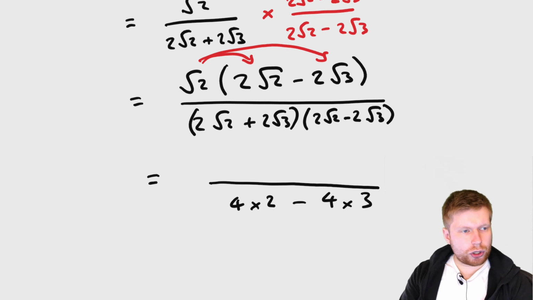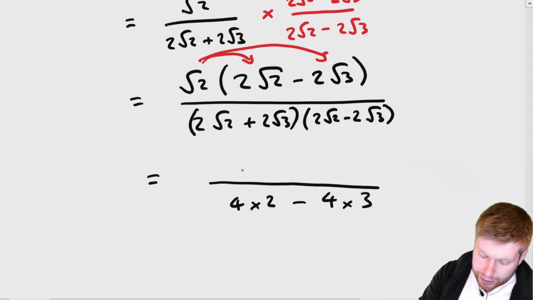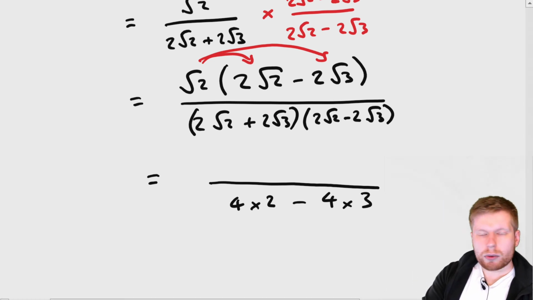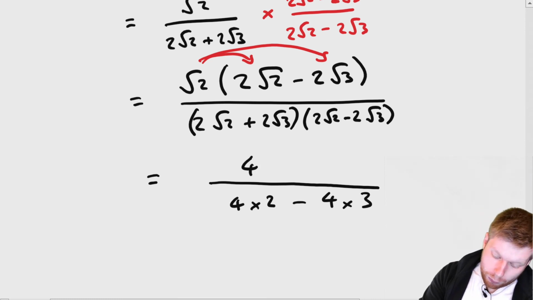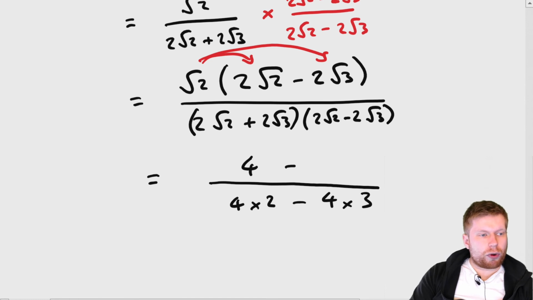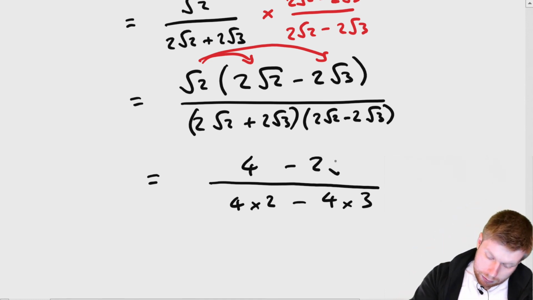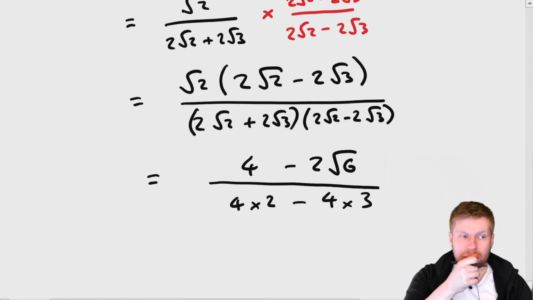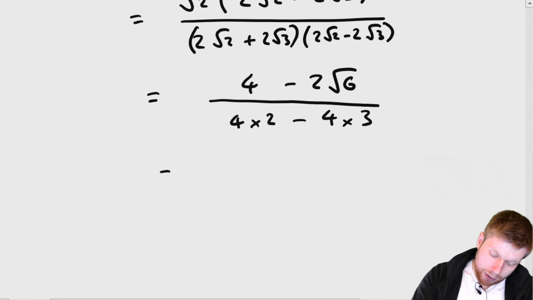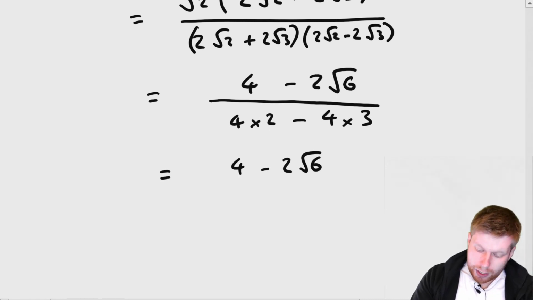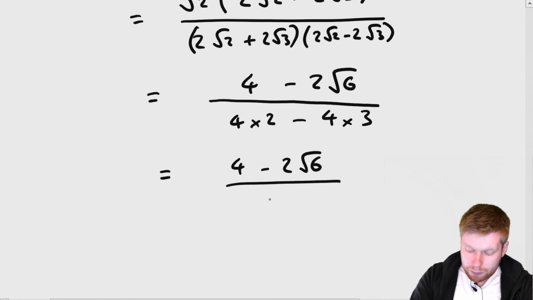Root 2 times 2 root 2, let's do the first one. So I get 2 times root 2 squared, which is 2 times 2, that gives me 4. Then I get root 2 times negative 2 times root 3. Well, that gives me 2, well, root 3 times root 2, that's root 6. All right. So again, the more practice you do, you'll be as quick as me. Okay. Now just finally simplify this down. Well, I get 4 minus 2 root 6. Then denominator, I get 4 times 2, which is 8, minus 4 times 3, which is 12.